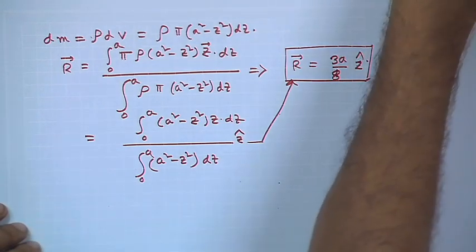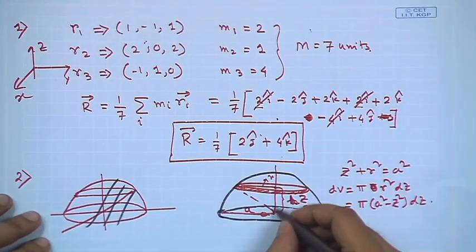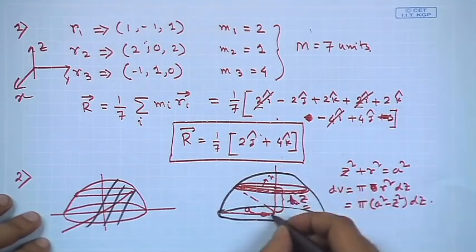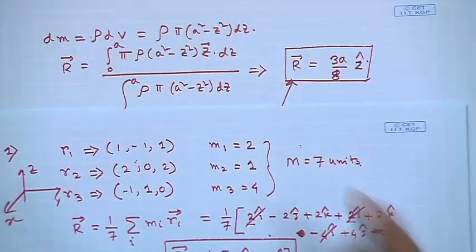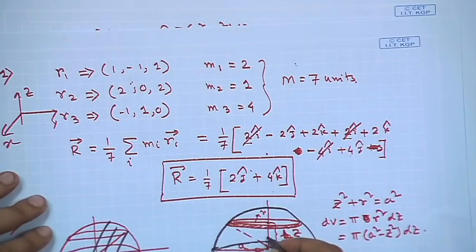According to this result, your center of mass will be located on this line at a position given by 3a divided by 8, which is very close to the origin. So the center of mass is somewhere here, right.